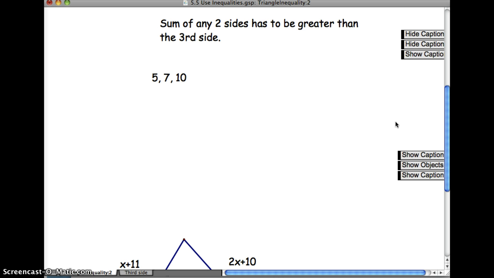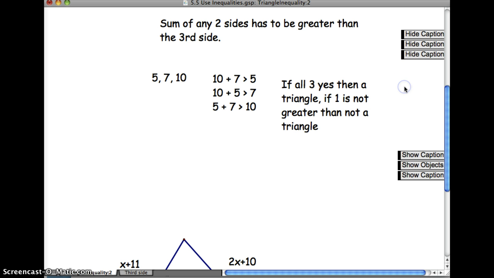So 5 plus 7 is greater than 10. 7 plus 10 is greater than 5. 5 plus 10 is greater than 7. All three of those must work. If any one of those does not work, it is no longer a triangle.